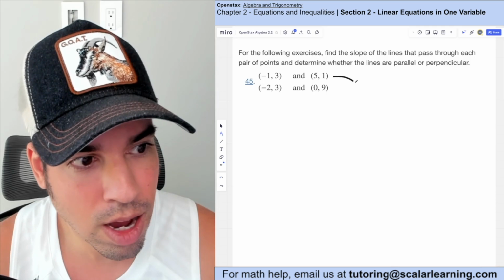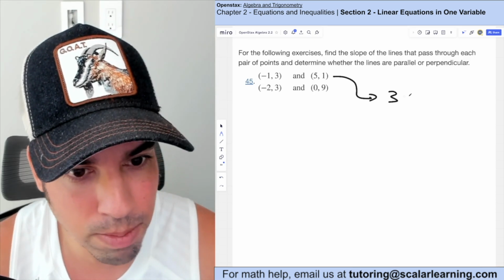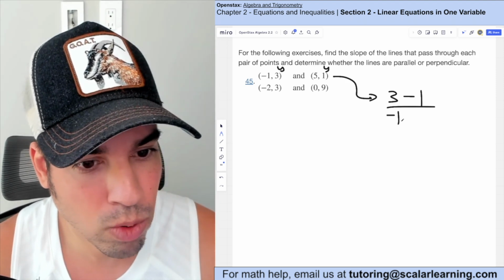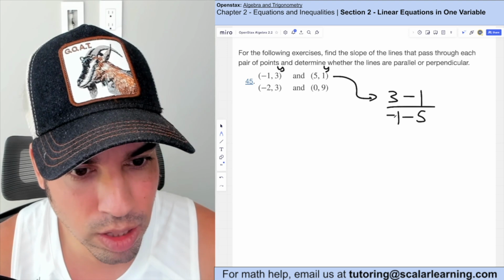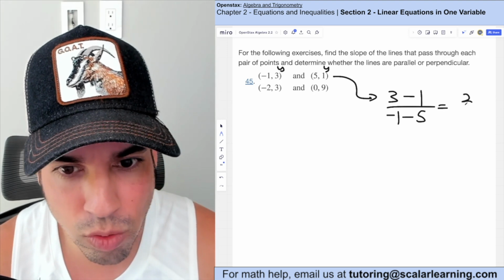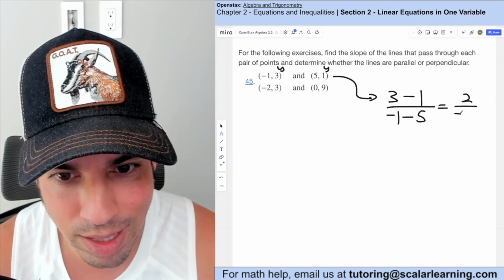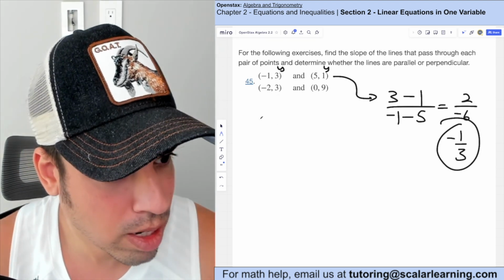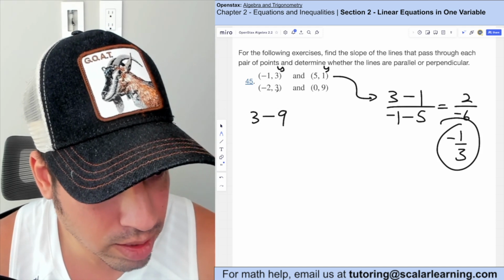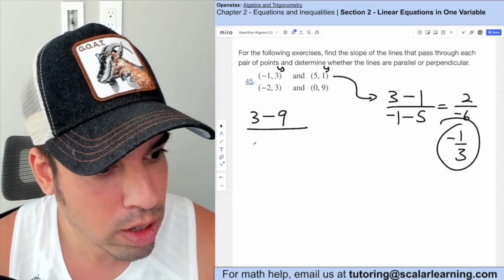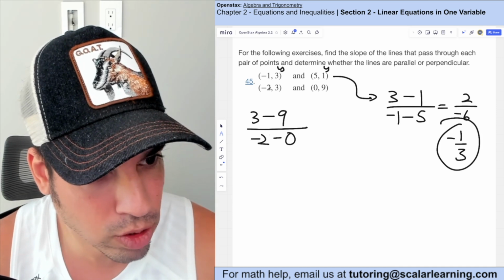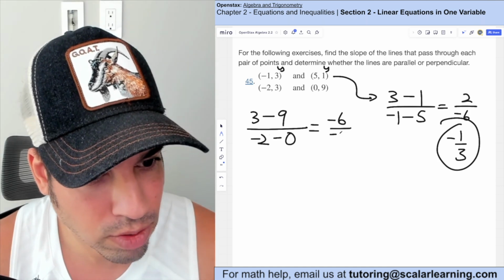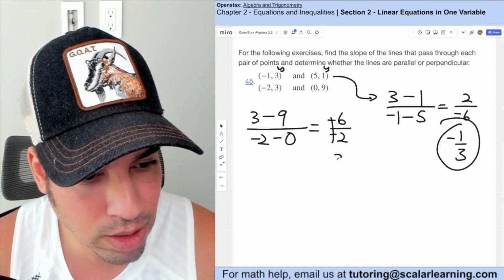Done. All right, for the top line, we've got y1 minus y2, right? 3 minus 1 over x1 minus x2, -1 minus 5. So that gives us 2 on top. -1 minus 5 is -6, which reduces to -1/3. For the bottom line, we've got 3 minus 9, again y1 minus y2, over negative 2 minus 0, x1 minus x2. That becomes negative 6 over negative 2, which reduces to positive 3.